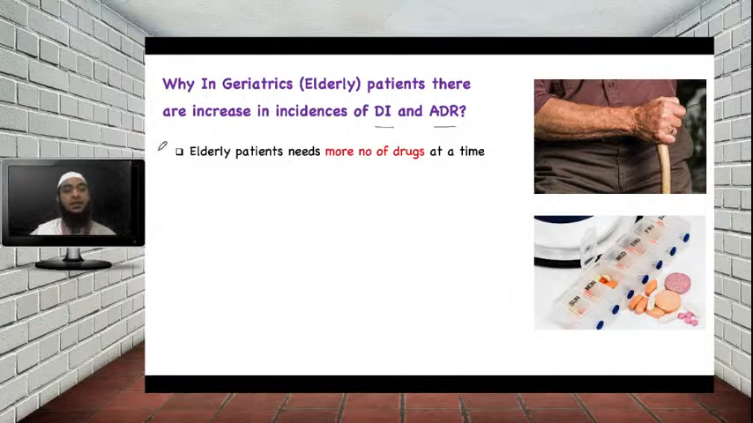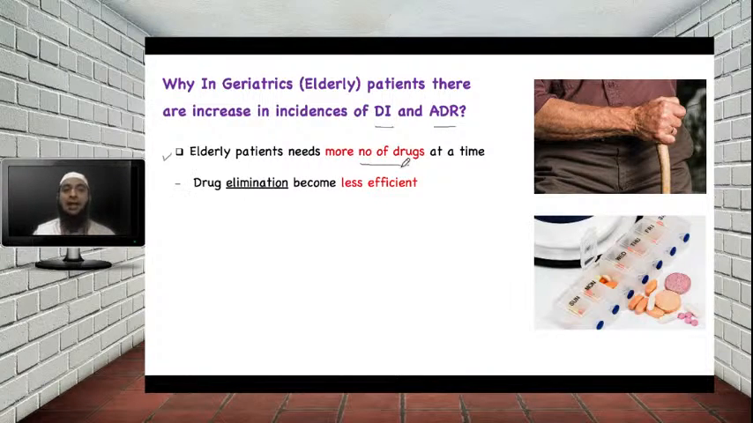The first reason is that elderly patients need more drugs at a time. Why do they need more drugs? Because elderly patients suffer from many diseases. They suffer from hypertension, diabetes, and mental illness. Since there are more diseases, they are on treatment with more drugs. Since they are taking more drugs, it increases the possibility of drug-drug interaction, and the ADRs are generally related to the DI. So this is one possibility, because there is an increase in drug consumption by the elderly patient.